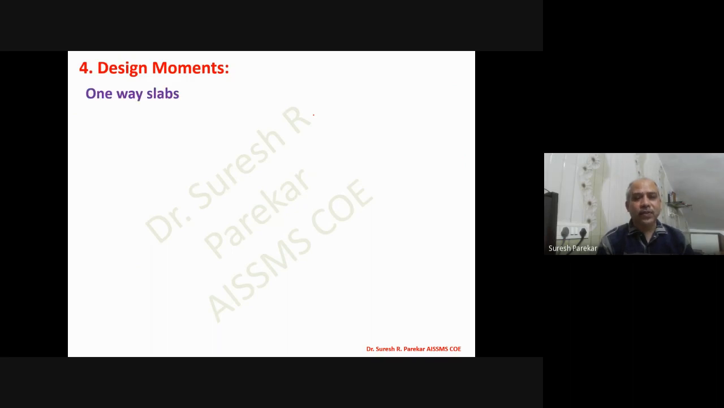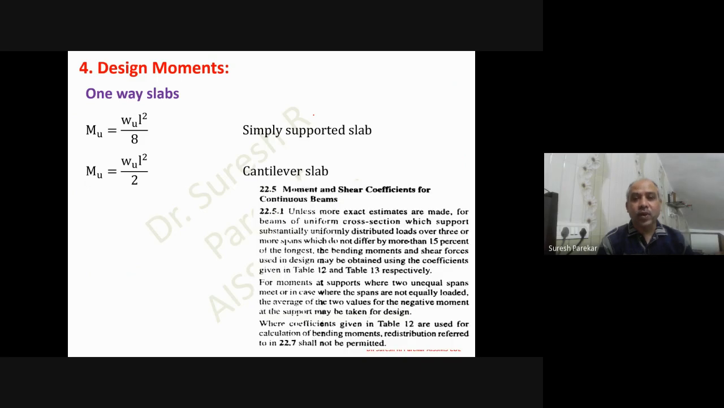Now the design moment. We have these as one-way slabs. If we have one-way simply supported, then wL square by 8. If we have one-way cantilever slabs, then wL square by 2. Now we can have continuous slabs, and for continuous slabs we can use the coefficients given in table numbers 12 and 13. You can see over here. The coefficients in table 12 are given for bending moment, and in table 13 for shear.